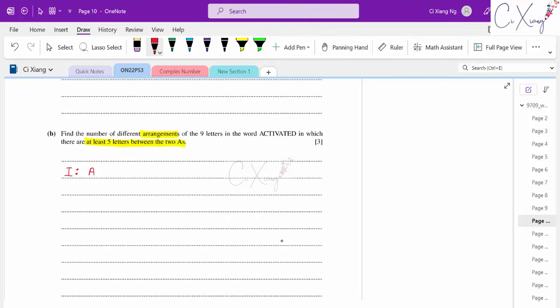So let's say I have A here, and then must have at least 5 letters, 1, 2, 3, 4, 5. Then 1, 2, 3, 4, 5, 6, 7, 8, 9. So this is the case where you have 5 letters between the 2 A's. But it can also be one other letter in front, then A at the second letter, then 1, 2, 3, 4, 5. It can be this case also. So in this case also, I have 5 letters between the 2 A's.